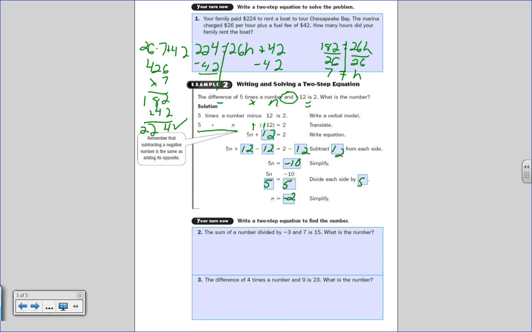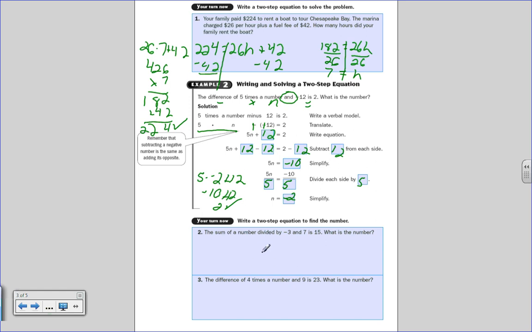They don't have a check here, so let's go off to the side here and do the check. You always got to do the check. Okay? So, I ended up with -2. So we're going to do 5 times -2 plus 12. Alright, 5 by -2. Positive times negative is going to be a negative. -10 plus 12 is +2. Life is good.